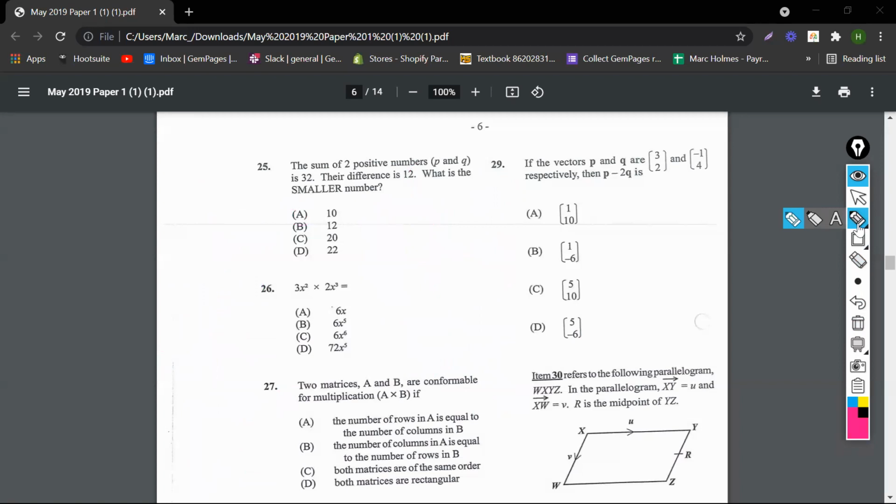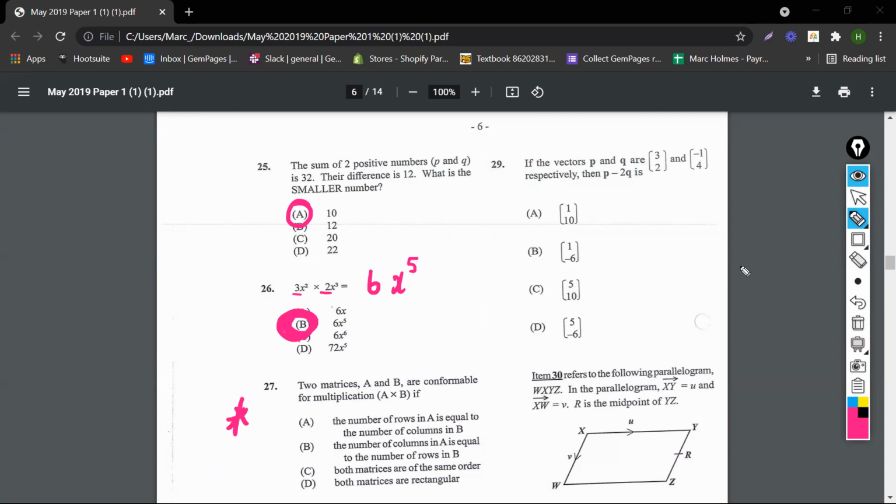Easy. So number 10 is A, number 25 is A. This one now, 3x squared times 2x cubed. Easy, just multiply the numbers first. That will give you 6. X squared times x to the 3 will give you x to the 5. So the answer here is B. So B is the answer for that one, guys.